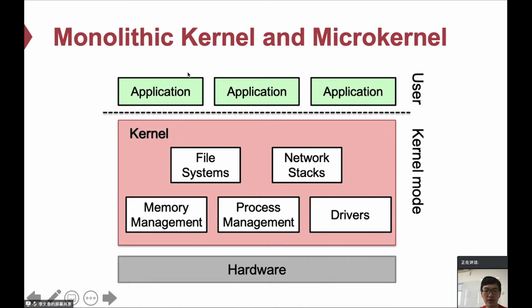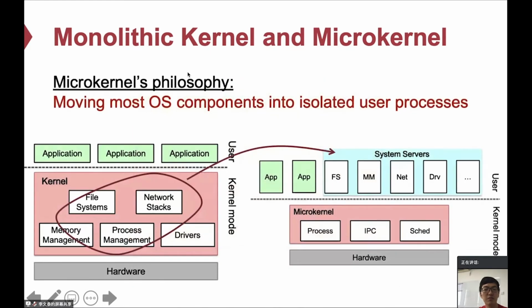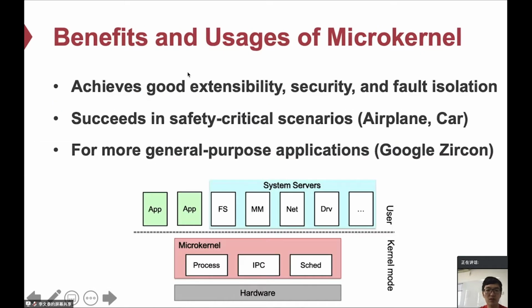On the contrary, microkernels minimize the code running in the kernel mode by moving most OS components such as file systems, the network stack, as well as device drivers into isolated user processes. We name those components as system servers in this talk. Therefore, microkernel-based operating systems can achieve advantages like better security or stronger fault isolation.